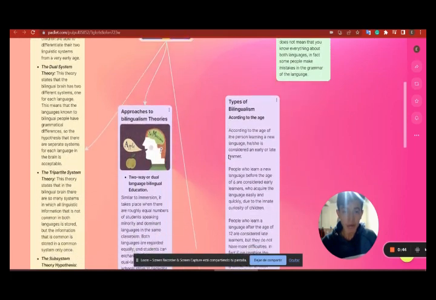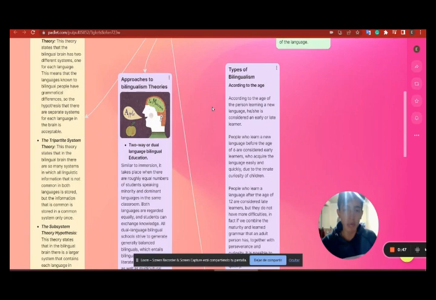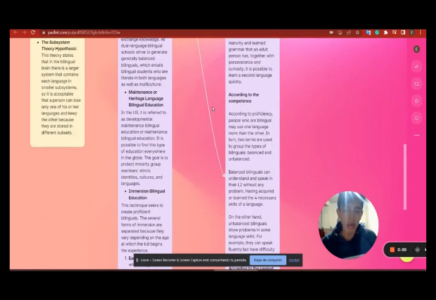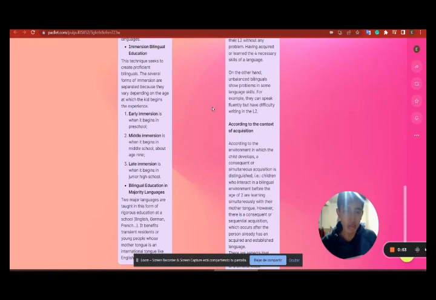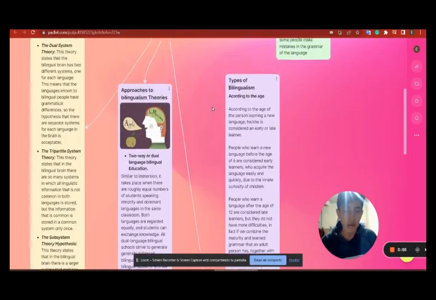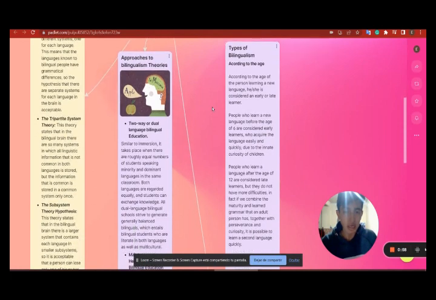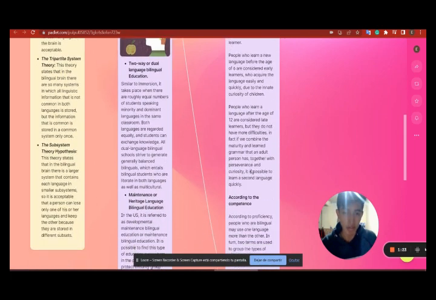We also have types of bilingualism according to the age, according to the competence, and according to the context of acquisition. According to the age at which the person learns a new language, she is considered an early or late learner. People who learn a new language before the age of 6 are considered early learners, who acquire the language easily and quickly due to the innate curiosity of children.